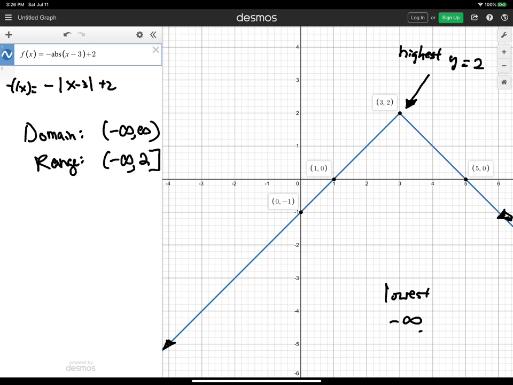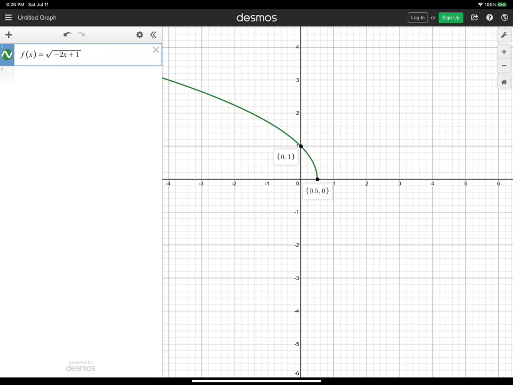Alright, next one. Little curveball. This is the graph of square root of negative 2x plus 1. So let's look at the domain and range as well.